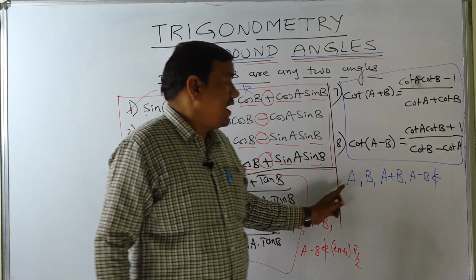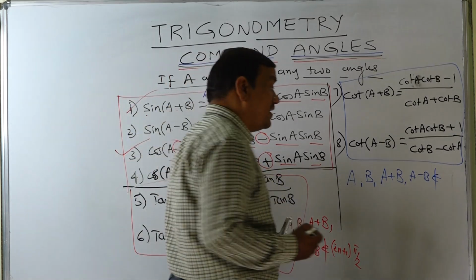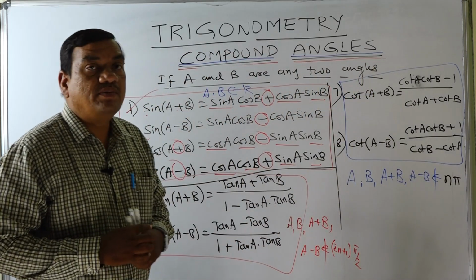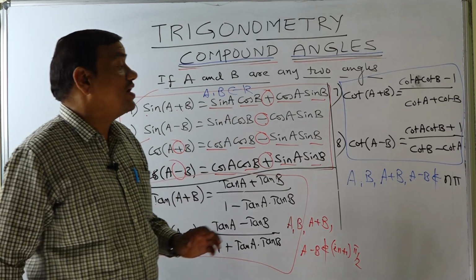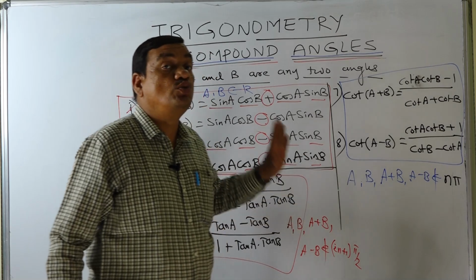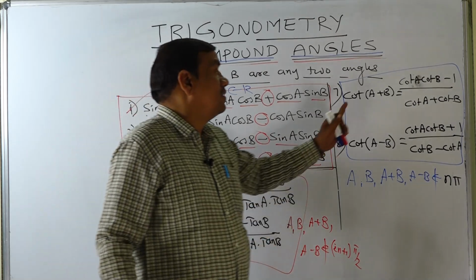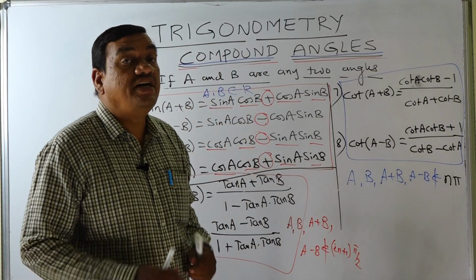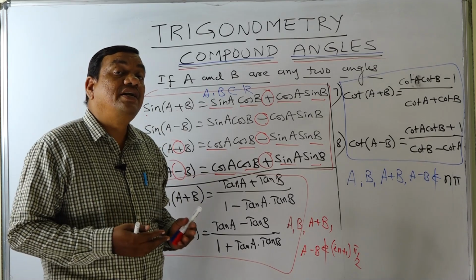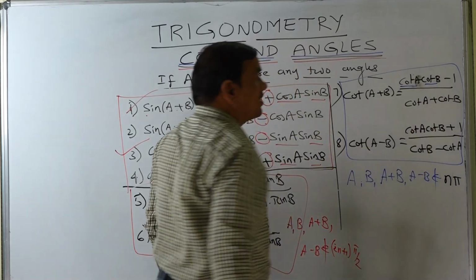Here A, B, A plus B, and A minus B should not be integral multiples of pi. Integral multiples of pi means what? You should not take pi, 2 pi, 3 pi, 4 pi, minus 2 pi, minus 3 pi, all those values. Why? Because cot 180 is not defined. Tan 180 is 0, but cot 180 is not defined. So here also cot 180 is not defined.